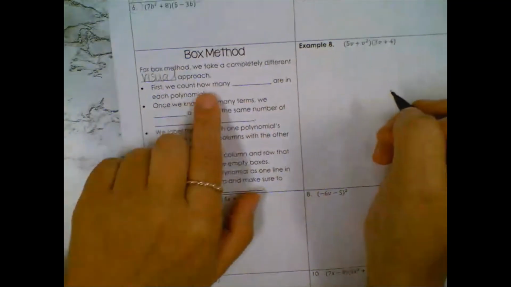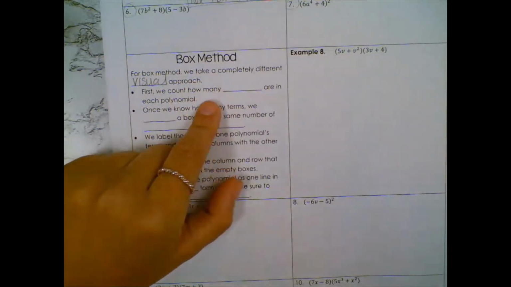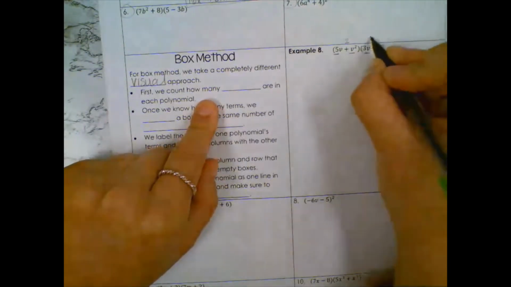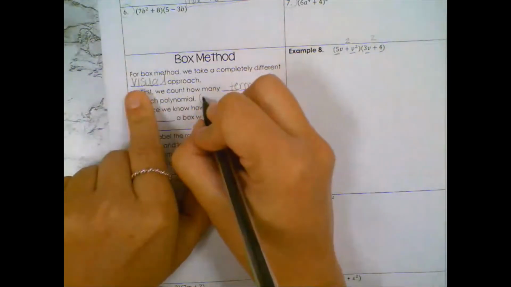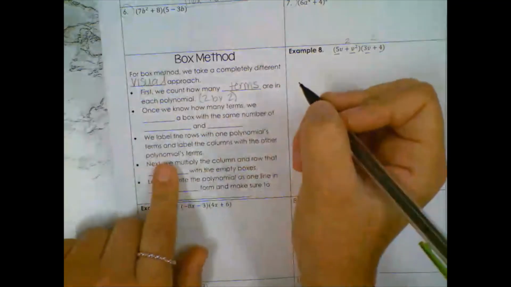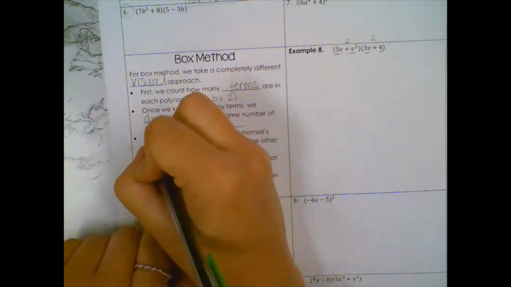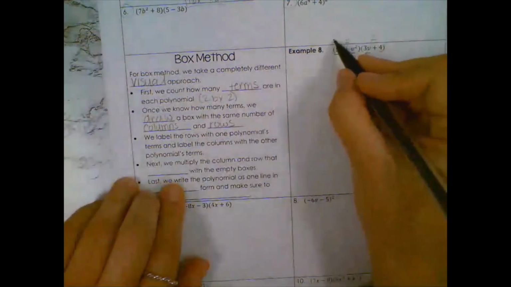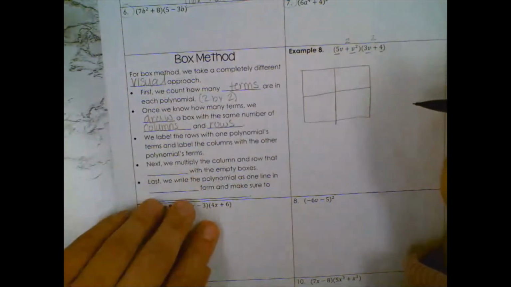And we need to do this, we're going to end up creating a box, right? That's why it's called box method. But to figure out what kind of box we're going to do, we need to figure out how many terms we're working with. So we have a 2-term times a 2-term. So we figured out how many terms we have, a 2 by 2, which means we are going to be making a 2 by 2 box. Once we know how many terms, we draw a box with the same number of columns and rows that we counted. So 2 columns, 2 rows.